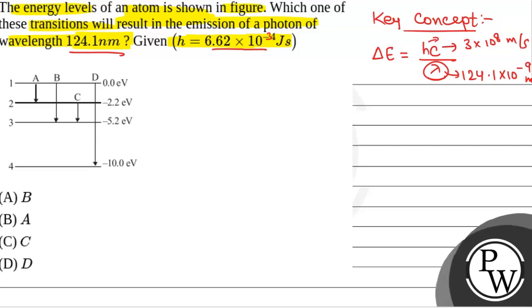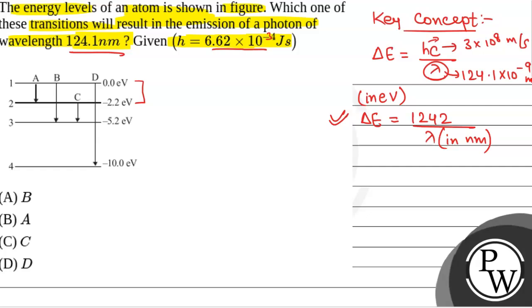Another formula which is similar to this one, where we are just changing the calculation, is delta E is equal to 1242 divided by lambda in nanometer, and this delta E should be in electron volt. We will use this formula because we have delta E given in electron volt and we have also lambda given in nanometer. So we will directly use this formula to find the corresponding transition.